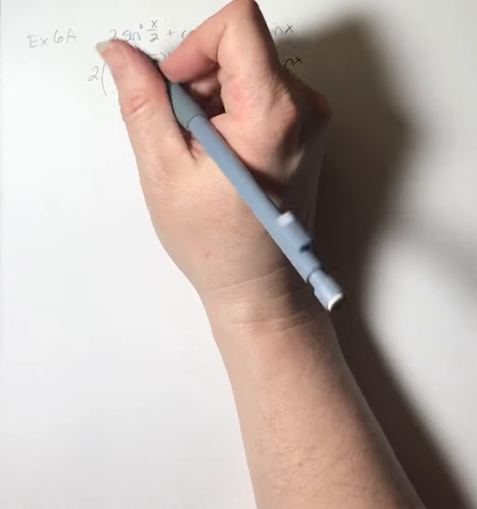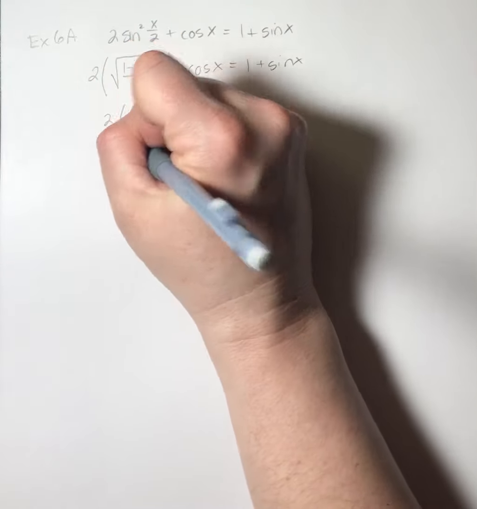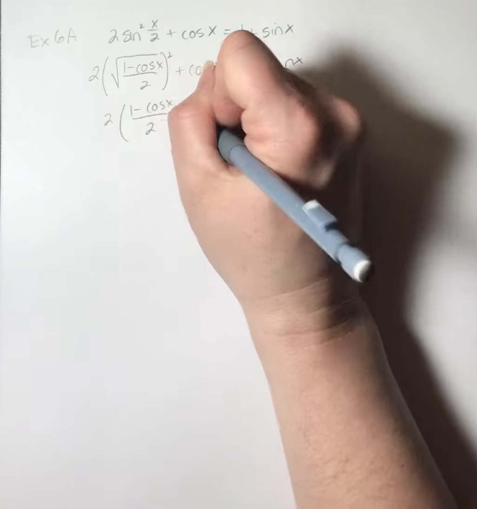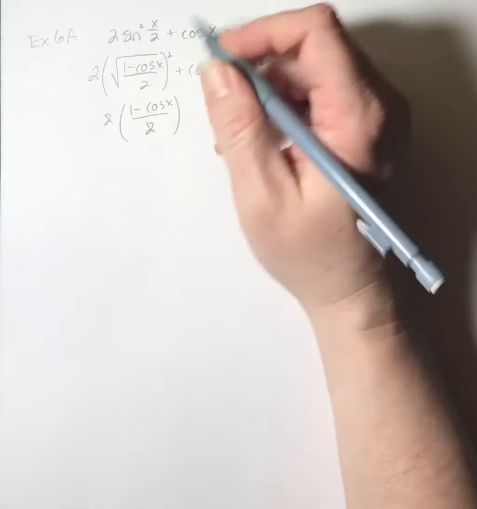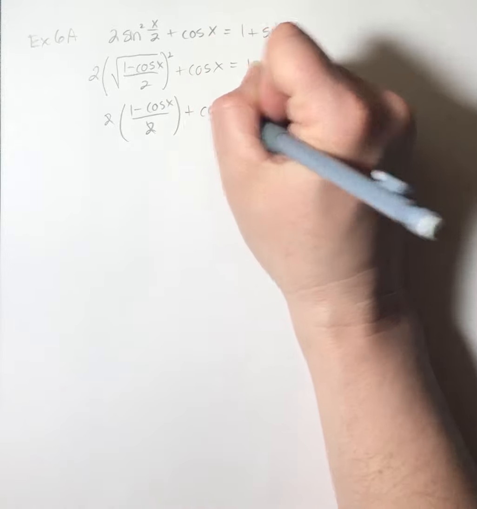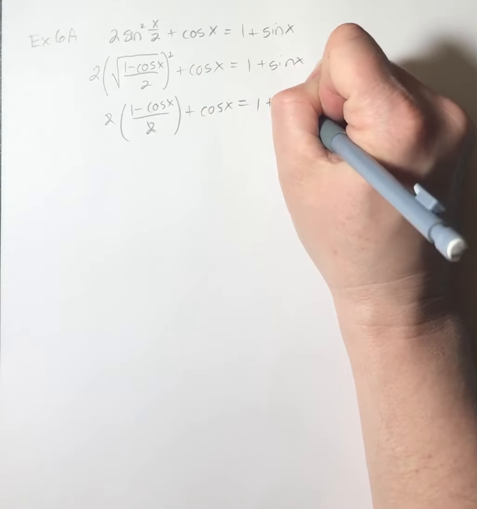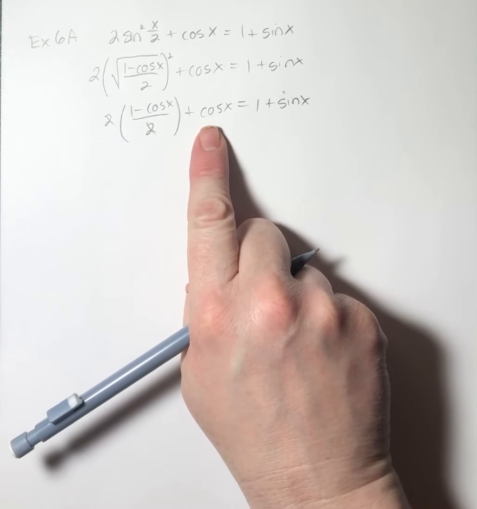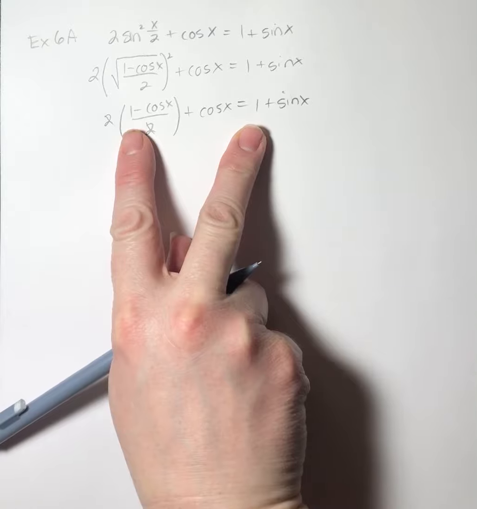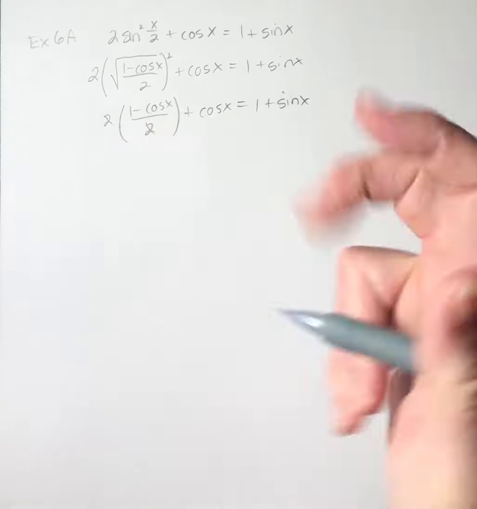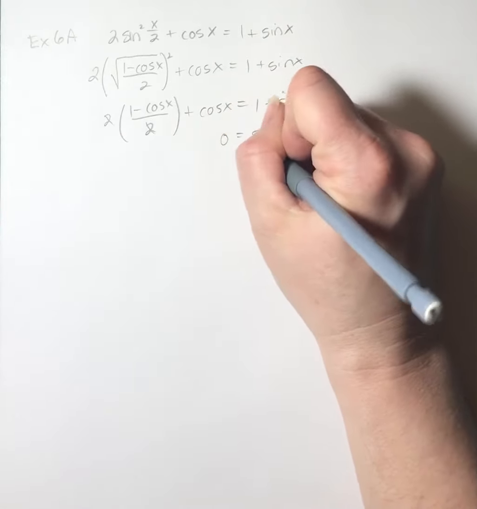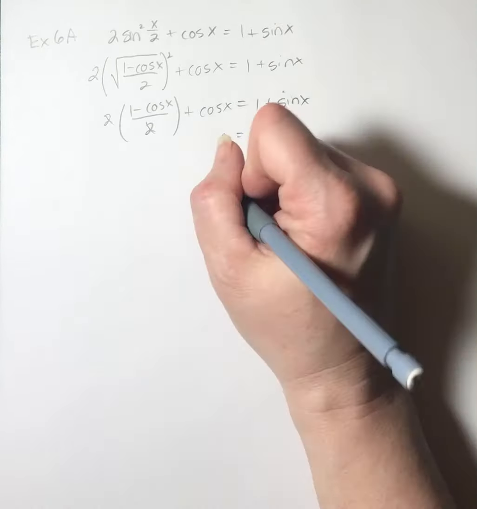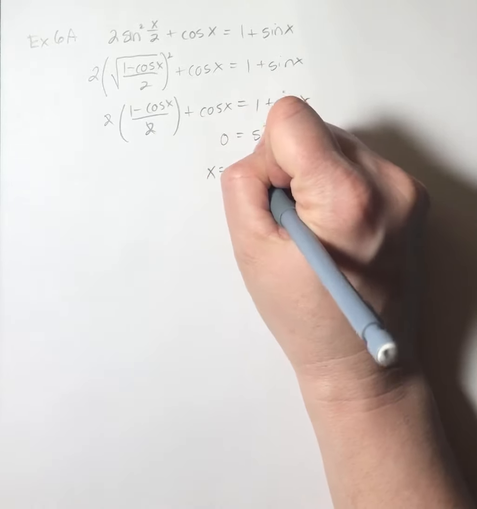So I'm left with 2 times 1 minus the cosine of x over 2. The 2's cancel. And then a negative cosine and a positive cosine, those cancel. The 1's subtract from both sides, those cancel. And I'm left with 0 equals the sine of x. And so where is the sine 0? The sine is 0 at 0 and at pi.